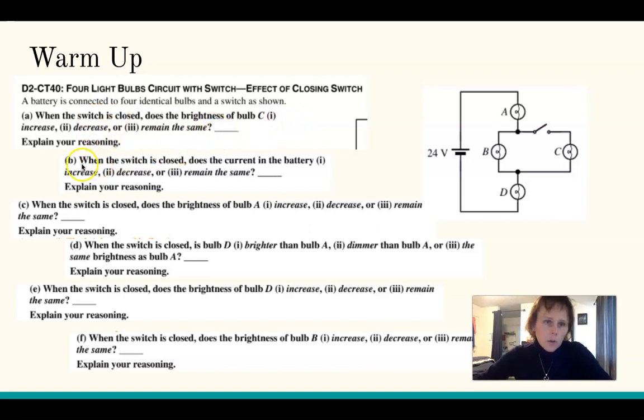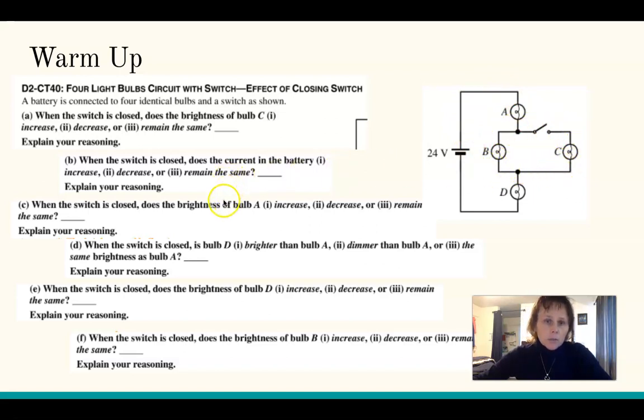The second question is asking: when the switch is closed, does the current in the battery increase, decrease, or remain the same? And it says that the battery is connected to 4 identical bulbs. Okay, so the 4 bulbs are identical. So the question is, what happens in comparison to the open switch? What do we have in terms of current and equivalent resistance compared to the closed switch? What happens in the circuit in terms of equivalent resistance and the current?